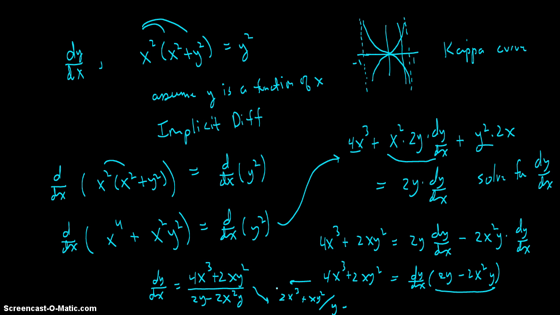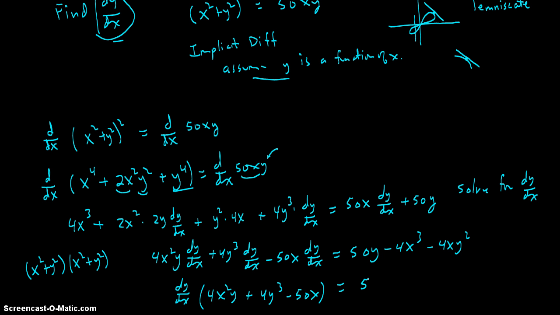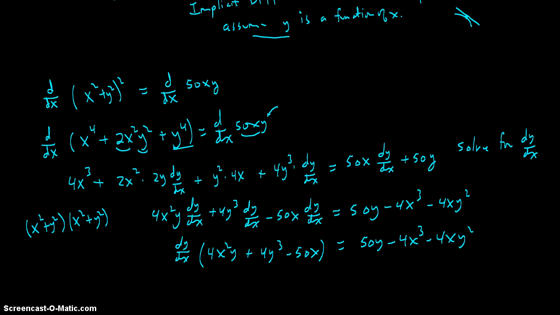And now we factor dy/dx from the left side, so we have dy/dx times (4x squared y plus 4y cubed minus 50x) is equal to, and copy the right side, 50y minus 4x cubed minus 4xy squared, and finally divide by the quantity in the parentheses, so dy/dx is equal to the right side on the top, 50y minus 4x cubed minus 4xy squared, divided by the quantity in the parentheses, which goes on the bottom, 4x squared y plus 4y cubed minus 50x.